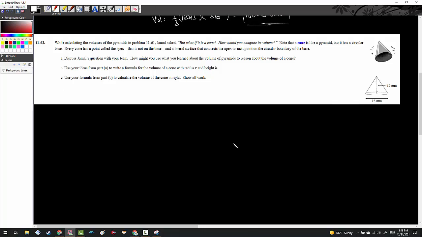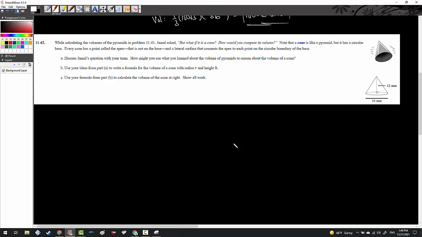In 11-62, they want us to study how to find the volume of a cone. And it says, while calculating the volumes of pyramids in problem 11-61, Jamal asks, well, what if it's a cone? How do you compute its volume? Note that a cone is like a pyramid, but has a circular base. Every cone has a point called an apex that is not on the base, and the lateral surface that connects the apex to each point is a circular boundary.